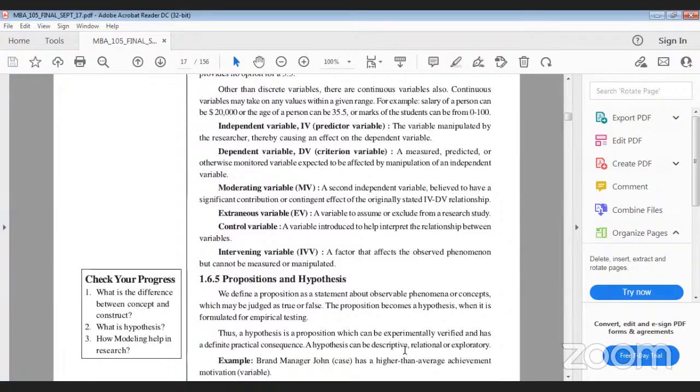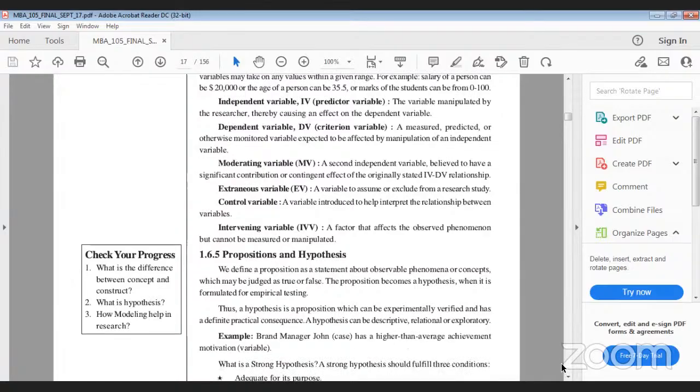Propositions and hypotheses. We define a proposition as a statement about observable phenomena or concepts which may be judged as true or false. The proposition becomes a hypothesis when it is formulated for empirical testing. Thus, a hypothesis is a proposition which can be empirically verified and has defined practical consequences. A hypothesis can be descriptive, relational, or explanatory.